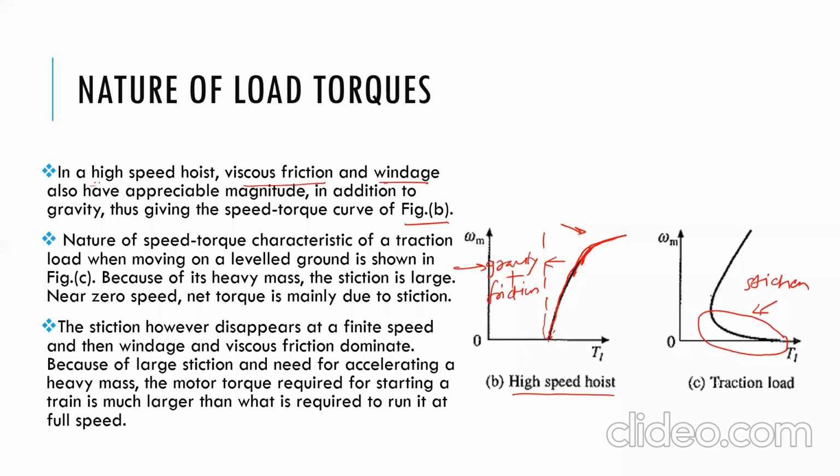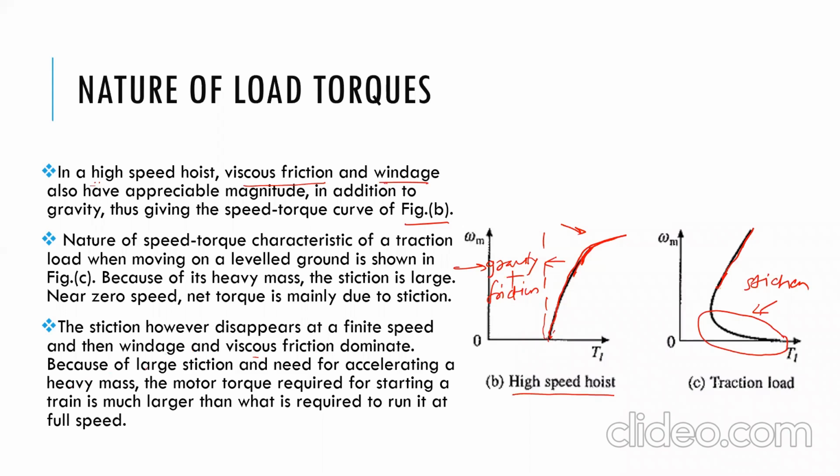Okay, and once it starts to run, the curve will be a straight line. As the speed of the machine increases, the torque will increase. At zero speed, stiction will be present. The stiction, however, disappears at final speed, and then windage and viscous friction dominate. Once the train starts to run, the stiction will disappear and the windage and viscous friction will be there.